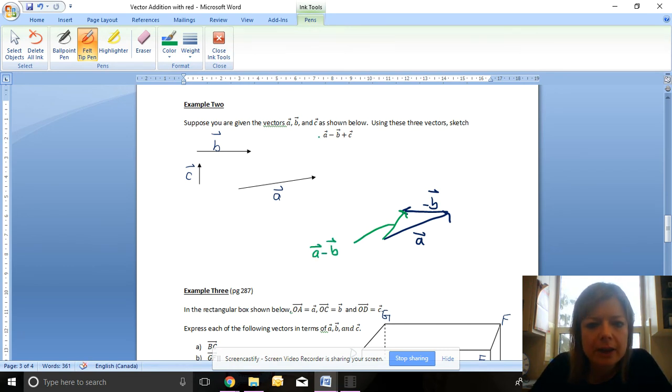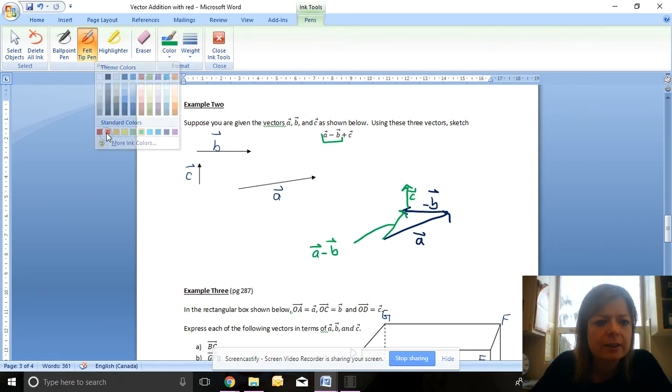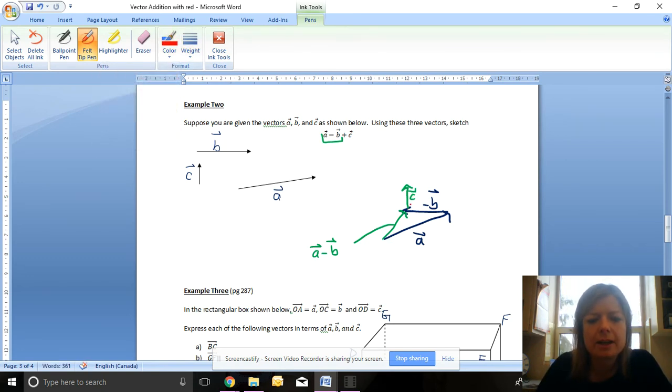So now I'm going to think about, okay, what about A minus B plus C? So I'm going to add C onto this guy, okay? So then I put C up here. And now my final resultant vector is A minus B, which is this guy, plus C. So I draw the triangle from there to there. So that guy is A minus B plus C.